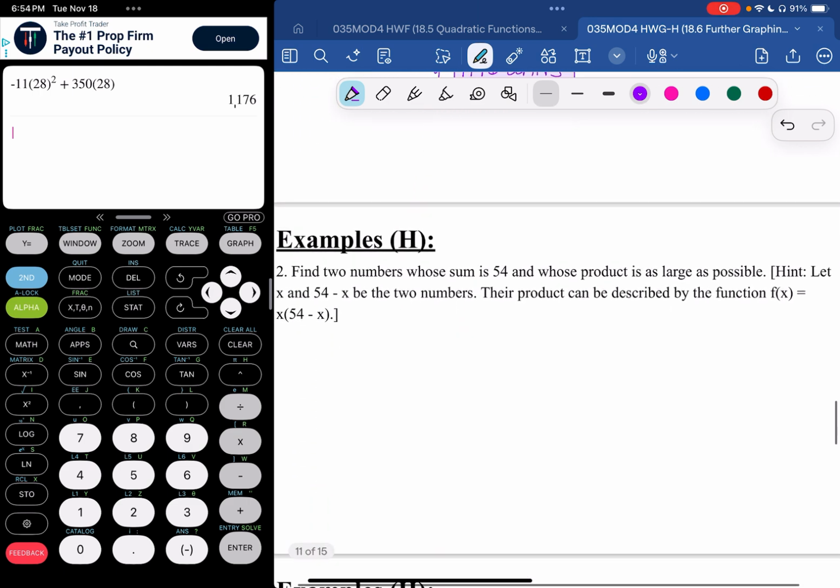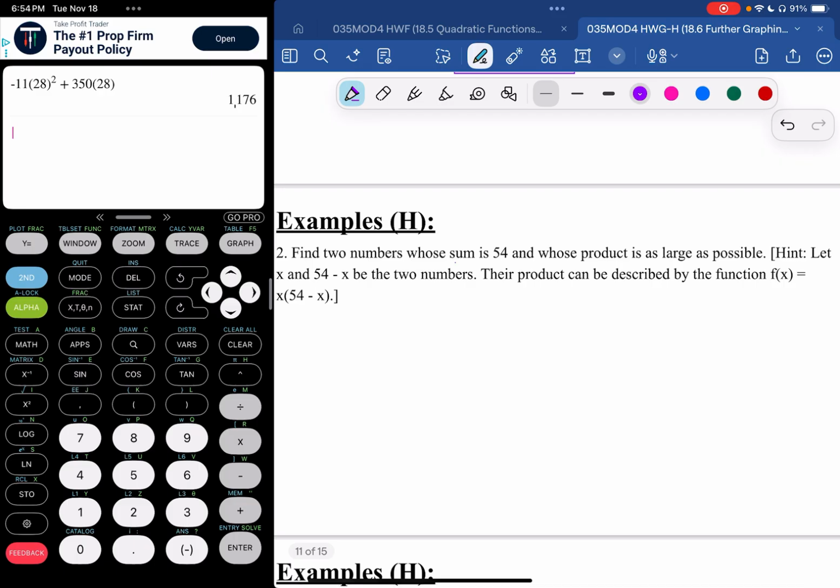Okay. This one says find two numbers whose sum is 54 and whose product is as large as possible. Hint, let x and 54 minus x be the two numbers. Their product can be described by the function f of x equals x times 54 minus x. Okay, so they give us the function and it wants to know what the product is as large as possible. So that's one of those key things that says, hey, I want to get a maximum.